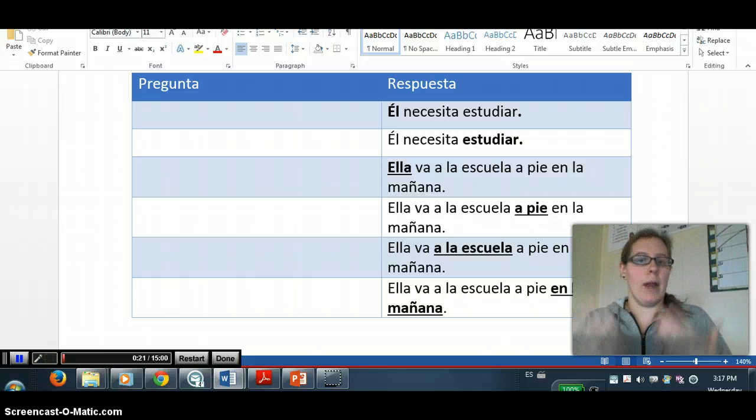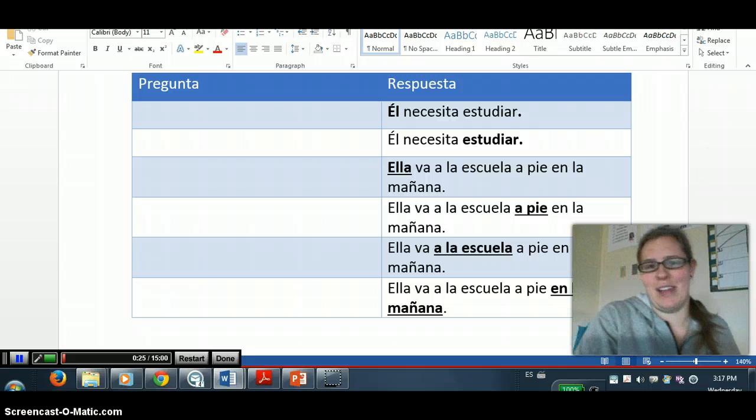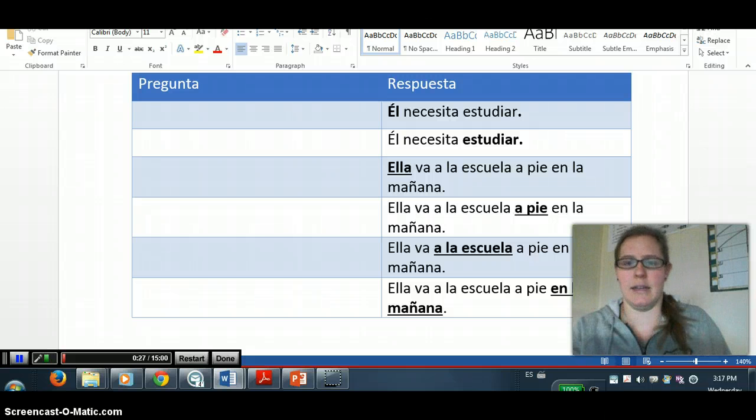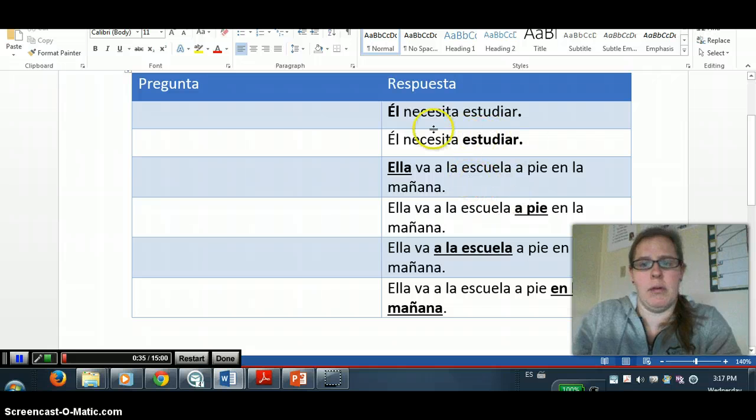But what happens is if we do that too much, then we're really good at answering questions, but we can't actually ask them, okay? So we have to get used to asking questions as well. So I'm going to do two examples with you and let you go ahead and do the rest. So let's look at our first example.